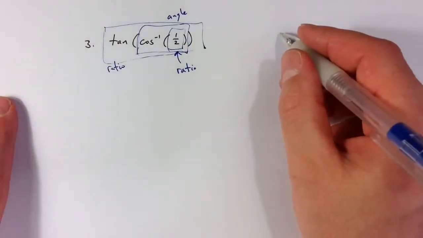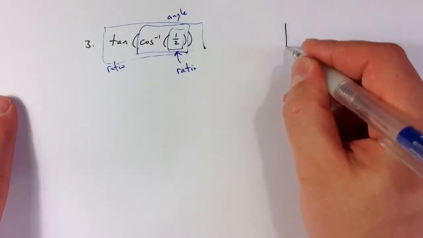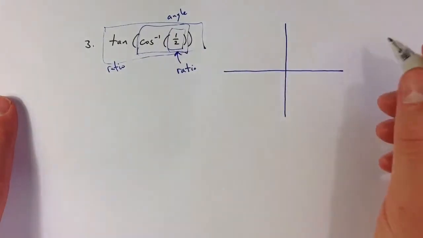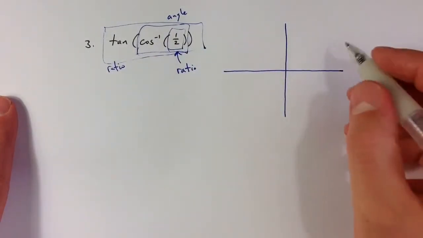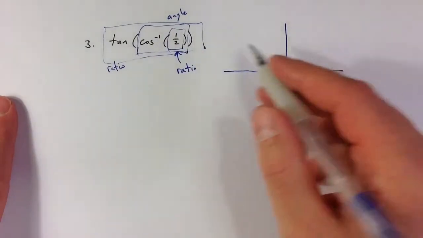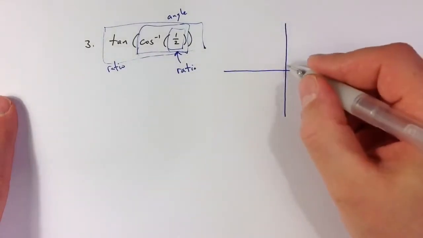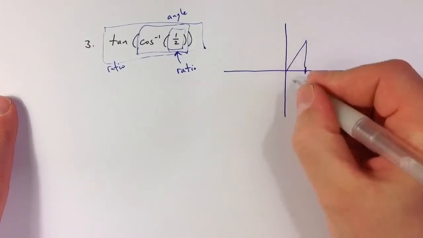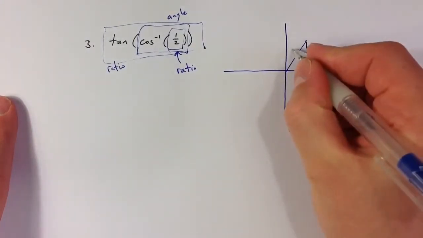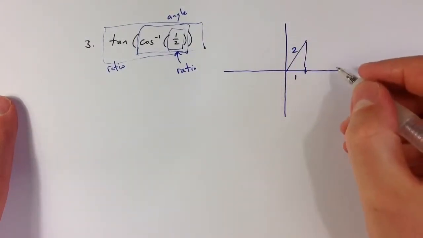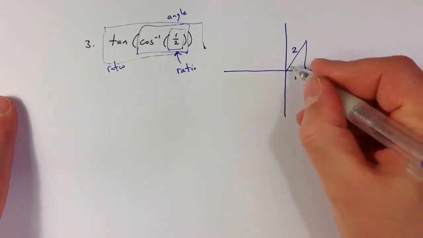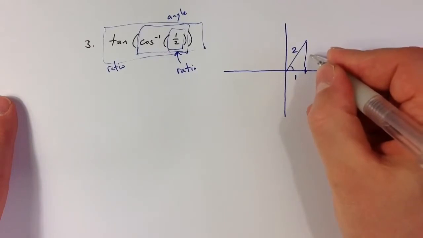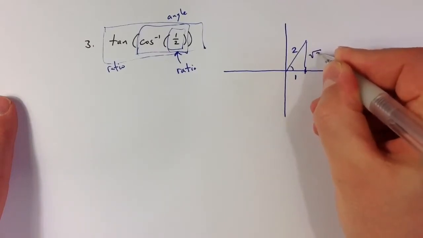So I could figure out what that angle is, but I actually don't need to. I can just think about what that angle would look like on the unit circle, or in standard position. A cosine ratio of 1/2 means that the x position is half the size of the hypotenuse. Right? The adjacent side is half the size of the hypotenuse. So then, using the Pythagorean theorem, I know that this has to be the square root of 3.